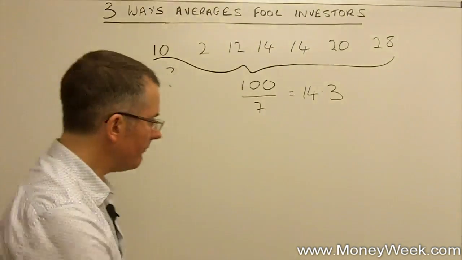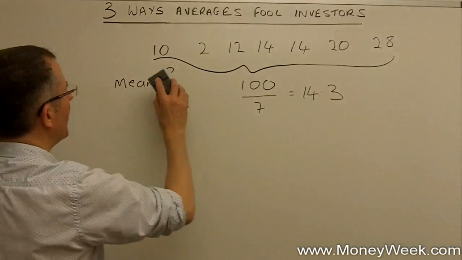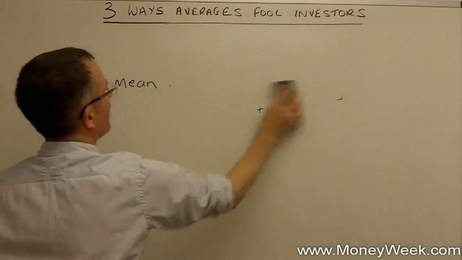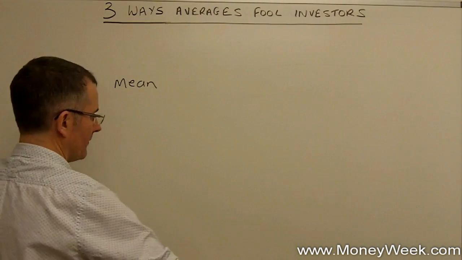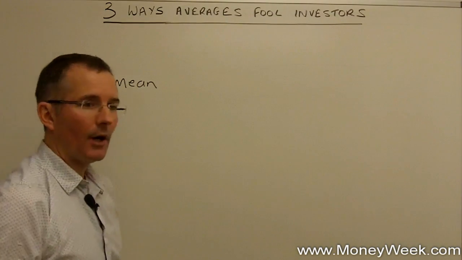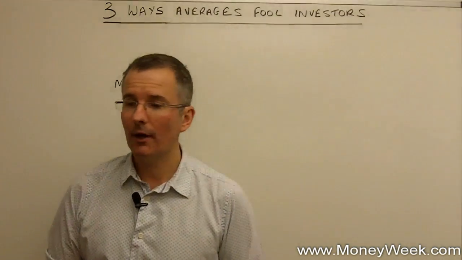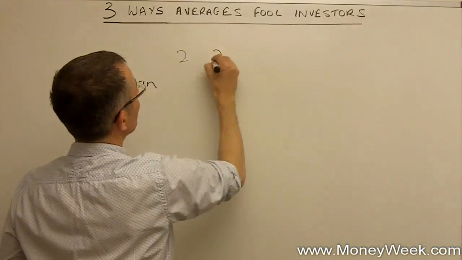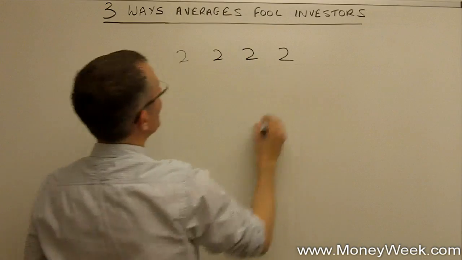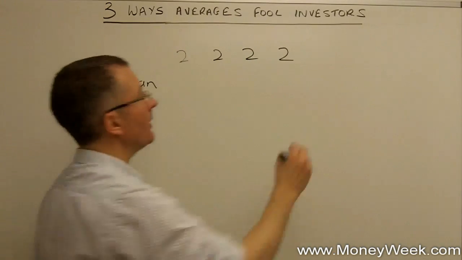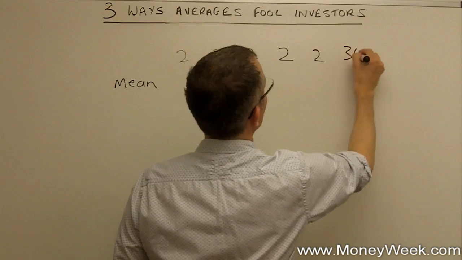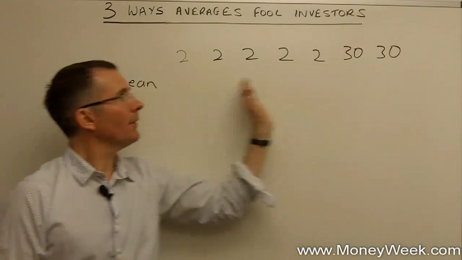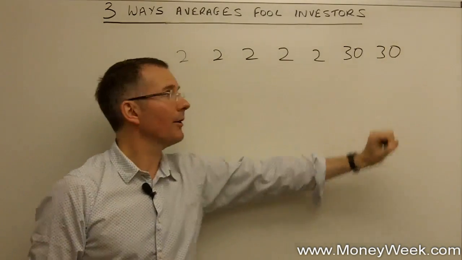Okay, let's take another look at a sample of stock price readings, let's say. So imagine, for example, I'm looking at stock prices over, let's say, 7 days that look a bit more like this. 2, 2, 2, 2, and let's say 2, 30, 30. Right, so days 1 to 7, those are my closing prices for a particular stock.